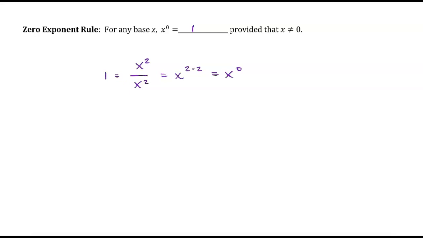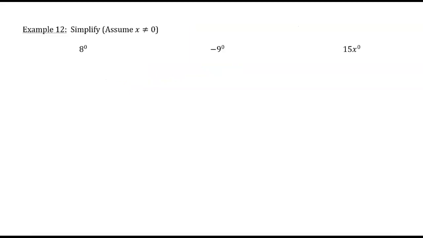Let's try out some examples. In example 12, we start out with 8 raised to the exponent of 0. The zero exponent rule tells us that this is simply 1. The next one, we need to be careful. We have negative 9 to the 0.